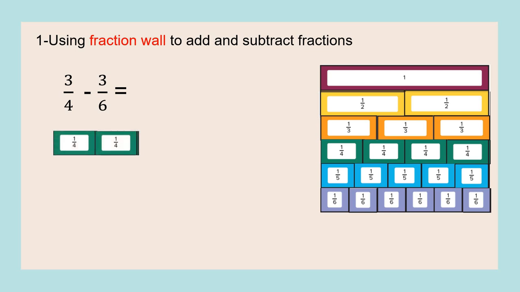Okay, so I put 1 over 4 and 1 over 4 and 1 over 4. Now I have what? 3 over 4. I want to take away 3 sixths from it. How can I do it?